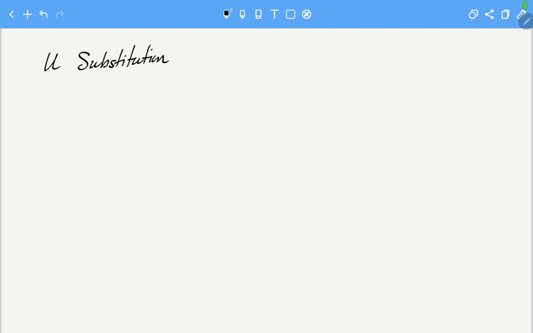U substitution, which a lot of people find a scary topic, is actually quite helpful and very useful in both physics and just as a general calculus principle. So, what is U substitution? Well, fundamentally, U substitution is just a method used to make really ugly integrals much more manageable.